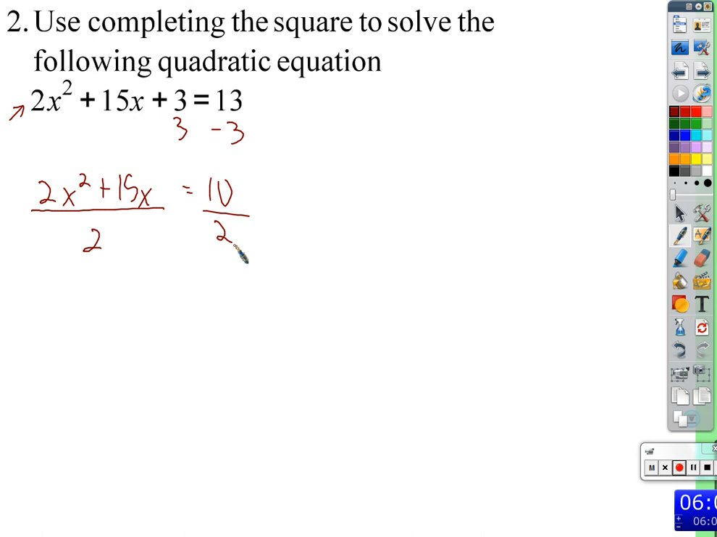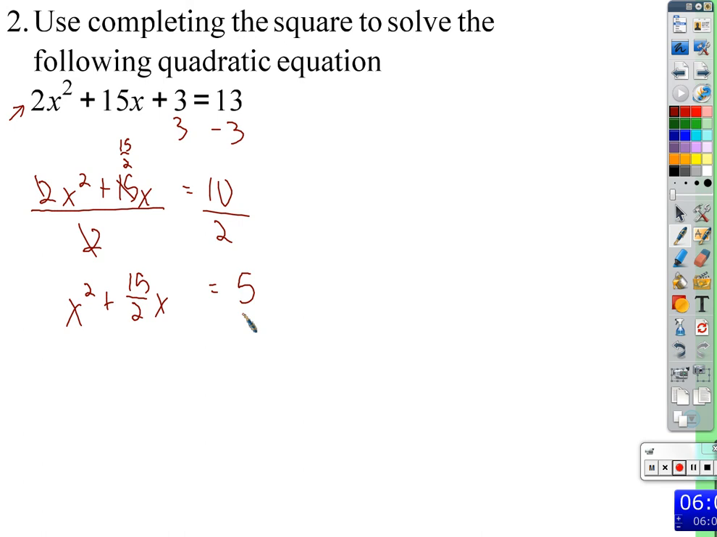Why are we dividing by 2, Connor? So you get rid of the 2. Cancel that out, make it a 1. Then we have to divide this 15 by 2. That's going to be 15 halves. x squared plus 15 halves x equals 5.